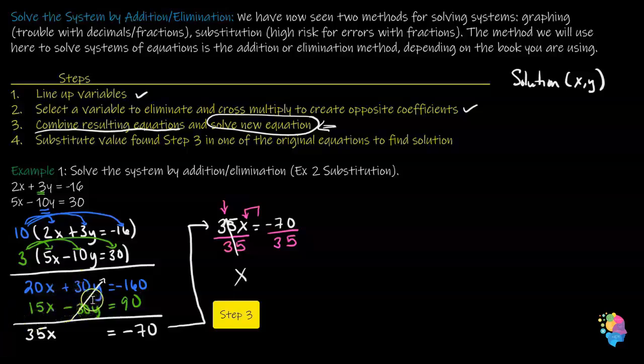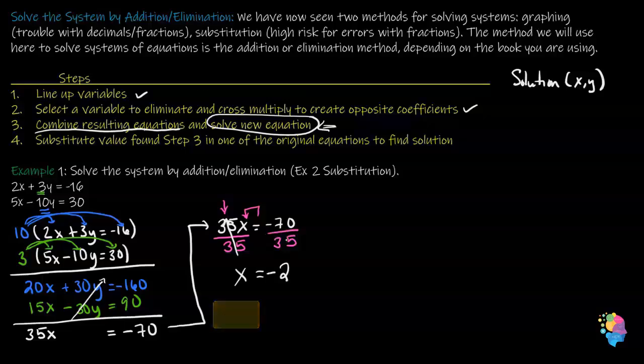Down here we were adding or subtracting, we were combining the results. So 30 minus 30 went to 0. In this one we are dividing. So 35 divided by 35 will be 1x, or just x. On the right side I have negative 70 divided by 35. Well, 70 divided by 35 is 2, and because they have different signs, the x value will be negative 2.